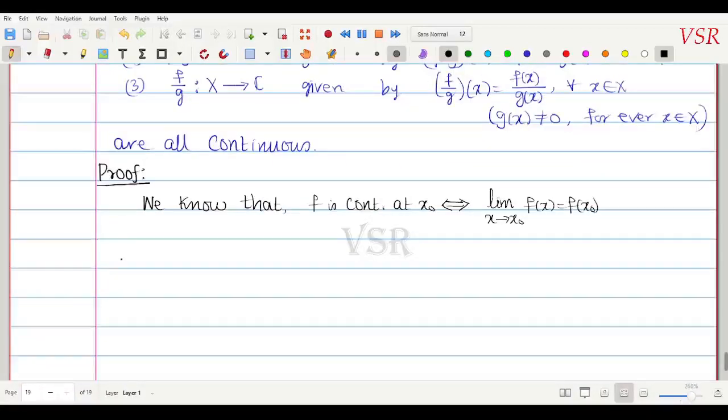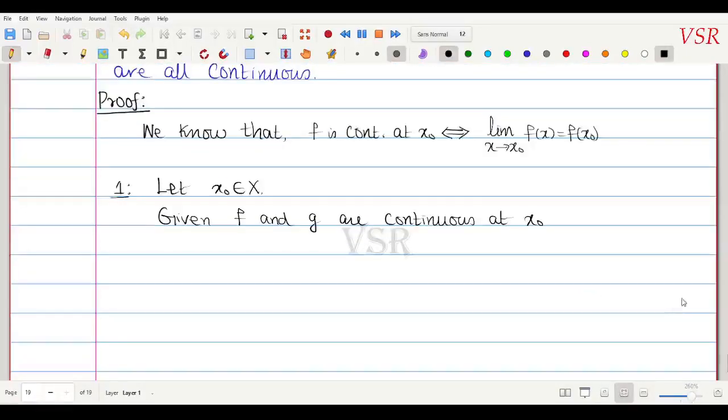அப்போ நான் இப்போ இந்த f plus g is continuous அப்படின்னு ப்ரூஃப் பண்றதுக்கு எப்படி ப்ரூஃப் பண்ண போறேன் அப்படின்னா, first number one. Okay, so let x naught belongs to capital X, given f and g are continuous at x naught. அப்ப இது continuous at x naught என்ன அர்த்தம் அப்படின்னா, limit x tending to x naught f of x is equal to f of x naught, and limit x tending to x naught g of x is equal to g of x naught. இது நமக்கு கொடுத்திருக்காங்க.